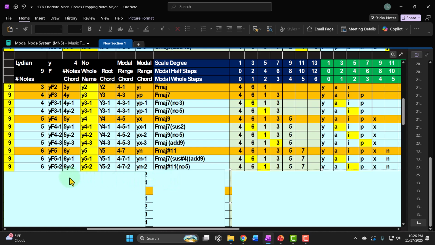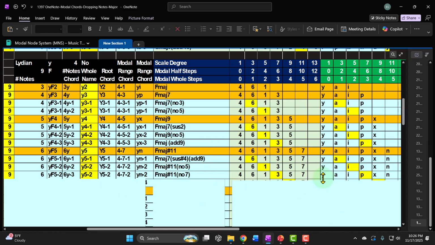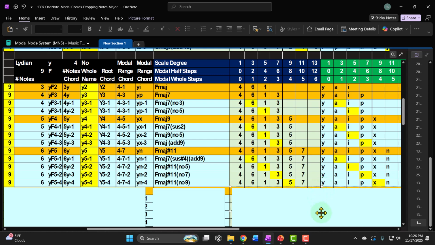I'd rather call it a 6Y no 2 or a Y5 negative 2. And same kind of logic, although we have that sharp in there, making it ugly. The next one, it would be an F major sharp 11, no 7. So once again, we're just going to drop the 7. So I'd rather call it a 6Y no 3 or minus 3 or a Y5 minus 2. And then the next one would be an F major 11, F major sharp 11, no 9.